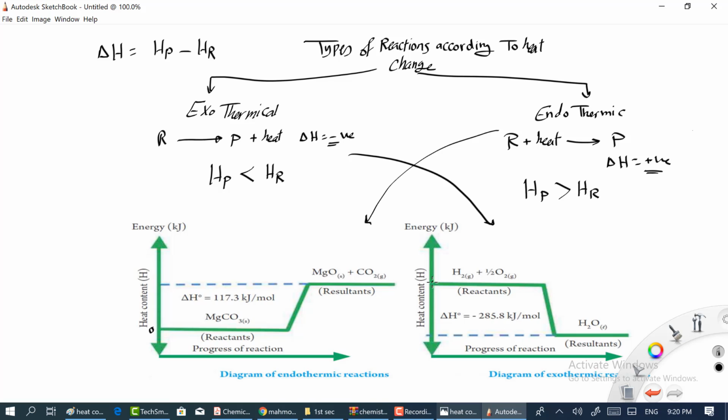The reactant heat content equals 0. After the end of the reaction, water is formed. The value of delta H is the difference between the reactant and the product, equal to negative 285.8 kilojoules per mole.